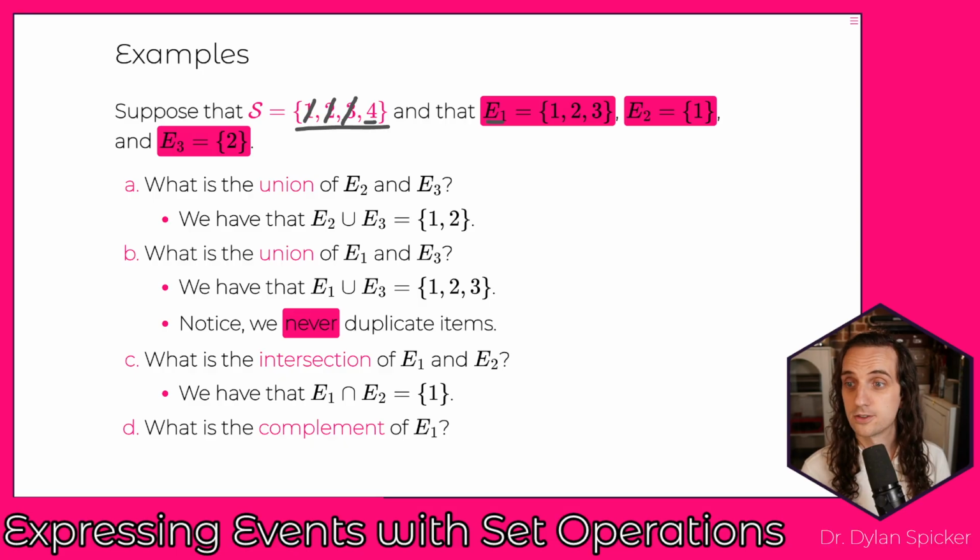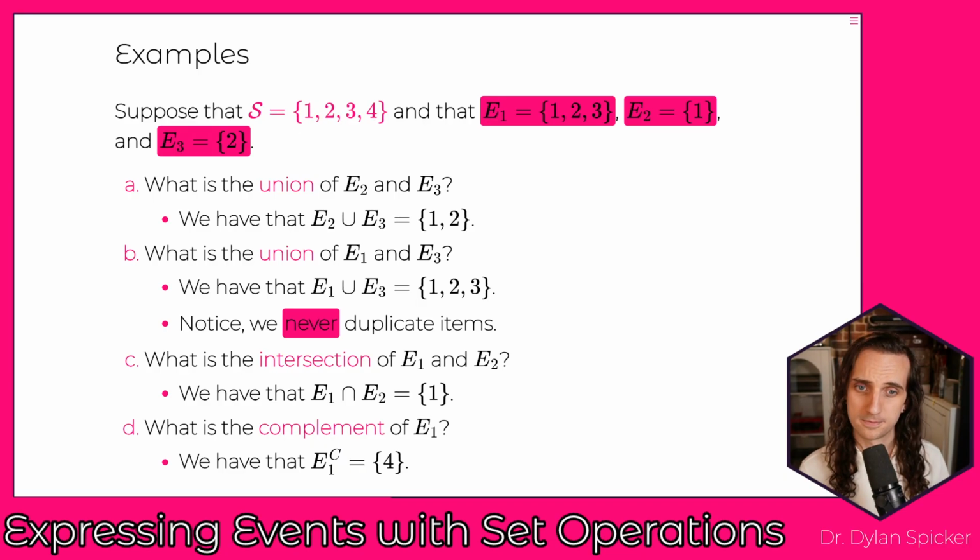here, right? And so if we take the set that just contains a 4 in it, that is going to be the complement of E1 because that contains everything that's in our sample space, but that's not in our overarching set here. Okay.